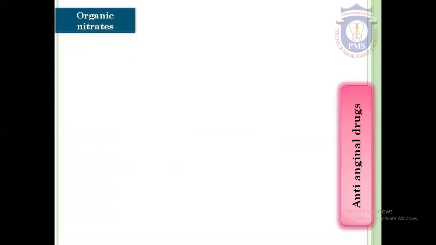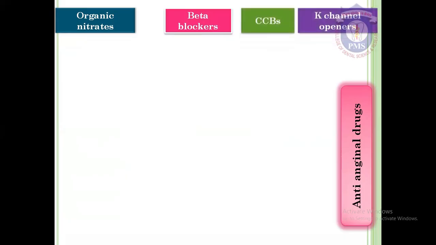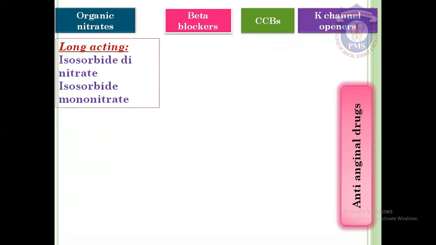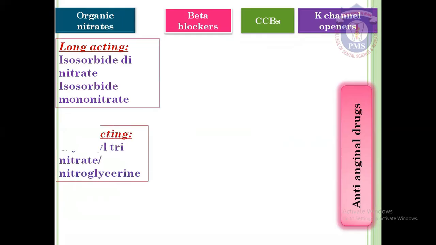The anti-anginal drugs can be organic nitrates, beta blockers, calcium channel blockers, and potassium channel openers. Organic nitrates can be long-acting agents such as isosorbide dinitrate and isosorbide mononitrate. And the short-acting agents are glyceryl trinitrate and nitroglycerin. The short-acting agents are usually used during acute attacks of angina.